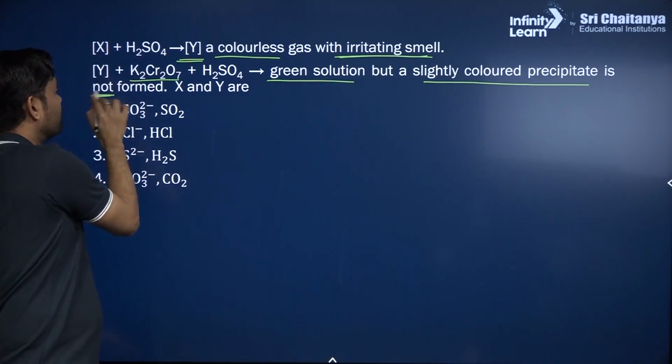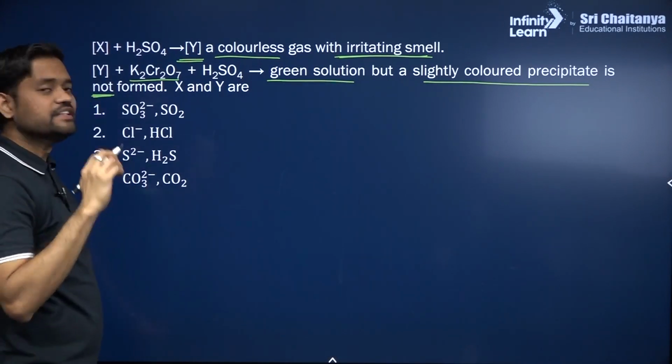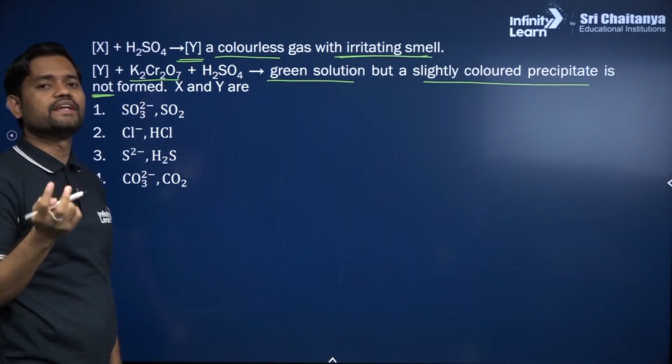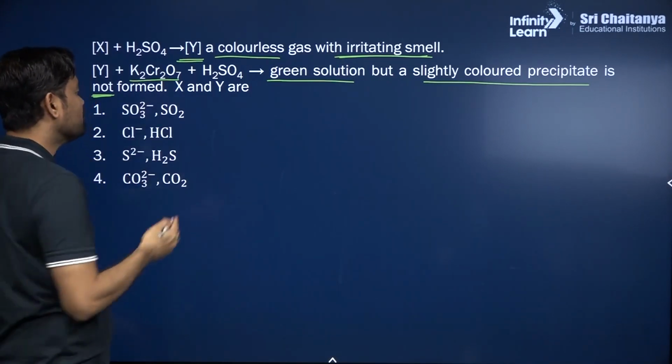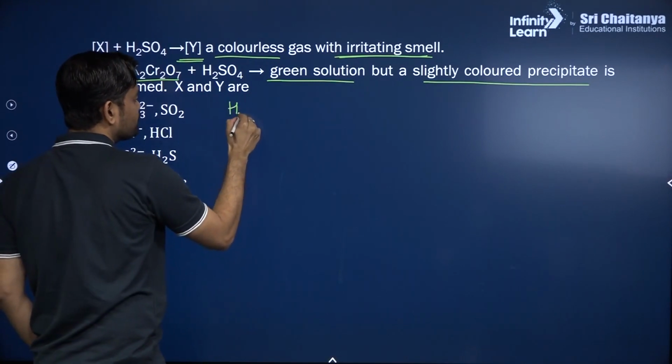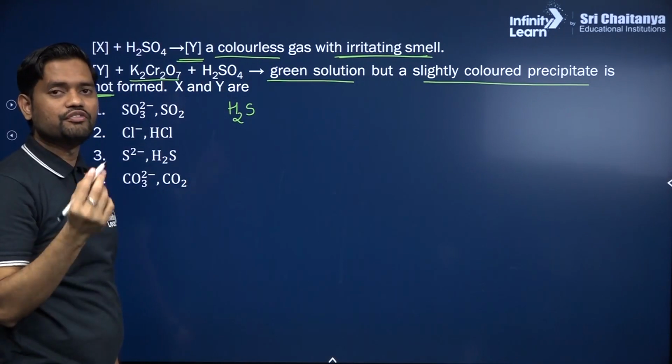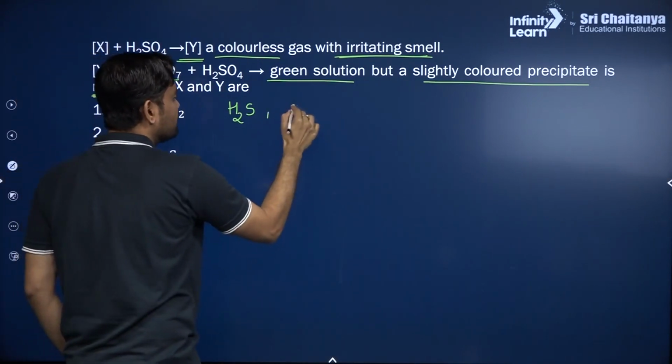It is not formed. First thing, there are two compounds that combine with acidified potassium dichromate to give you a green color solution. Those two compounds are H2S, which combined with acidified dichromate solution gives you a green color solution, and sulfur dioxide.